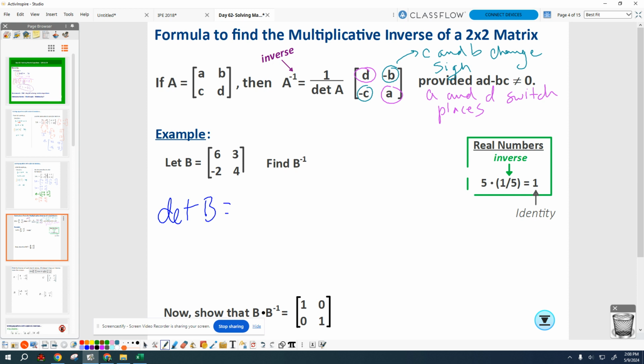Evan, do you remember how to find the determinant of a 2x2 matrix? Yeah. It was 6 times 4 minus -2 times 3. So the determinant is 30. Okay.